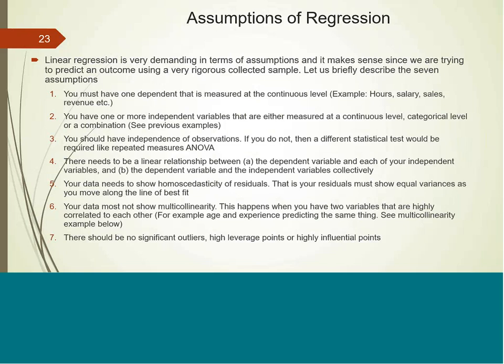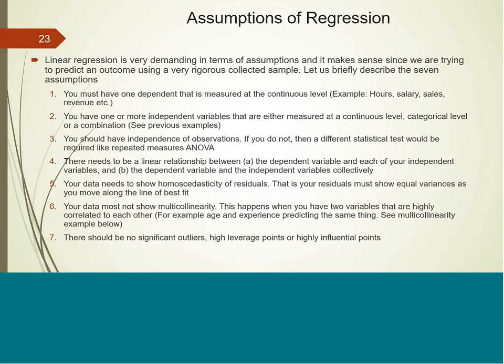Of course, you're going to have one dependent variable that is measured at the continuous level. You have one or more independent variables, right? That can be either continuous, categorical, or a combination, as I already showed you. You should have independence of observations. Otherwise, you're going to have to do a different type of test, perhaps repeated measures ANOVA. There needs to be a linear relationship between the dependent variable and each of your independent variables, and between the dependent variable and the independent variables together.